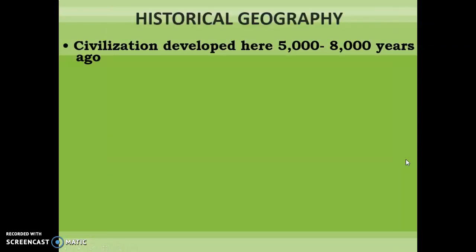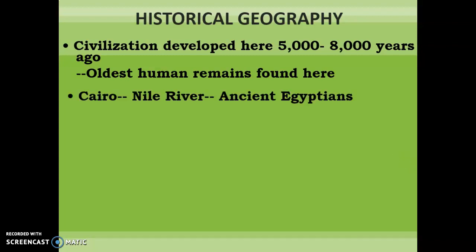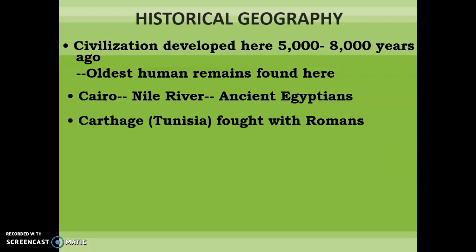All right, moving on to historical geography. Civilization, we'll talk about this in chapter 2, but started developing anywhere between 5,000 to 8,000 years ago. Of course, the oldest human remains, which we already mentioned from chapter 1. Cities like Cairo along the Nile River, the ancient Egyptians, you probably know the most about them out of Africa, even though they weren't the only people in Africa in early civilizations.